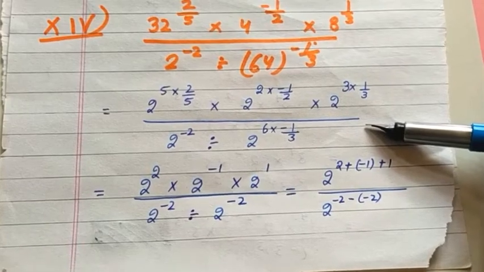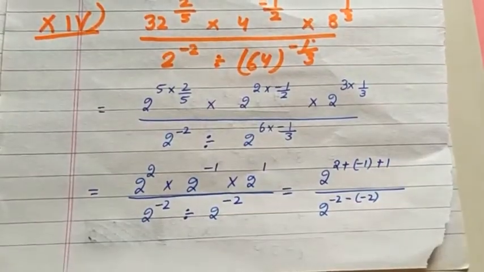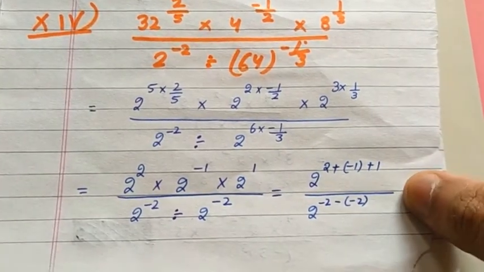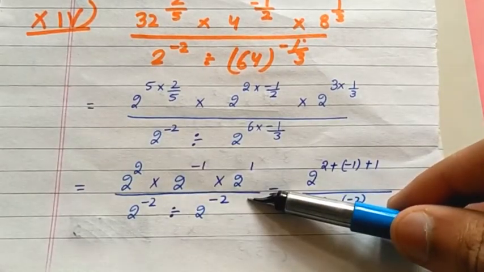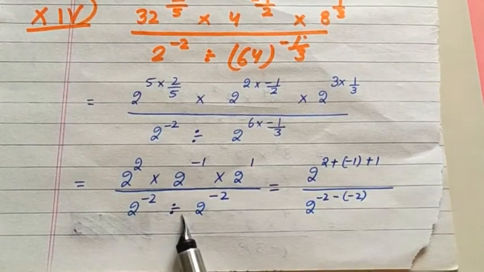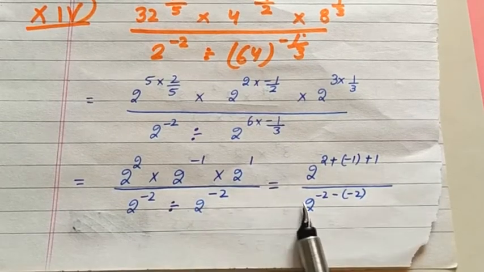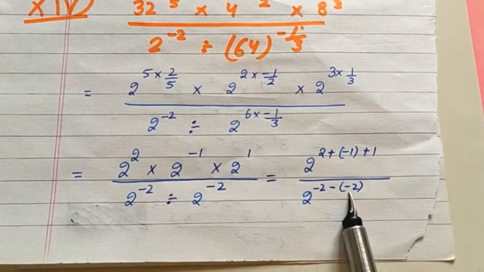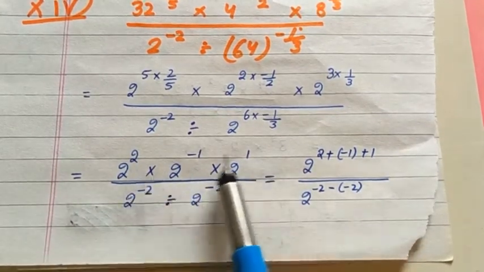You can pause the video and observe it. What you want to observe, you can observe it easily. Okay, so moving on, we can simply write it as this, and here we see that this is a divide sign. This means that this power shall be subtracted from this power. So we write 2 to the power of -2 minus of -2. Okay, and all these powers add up to this.